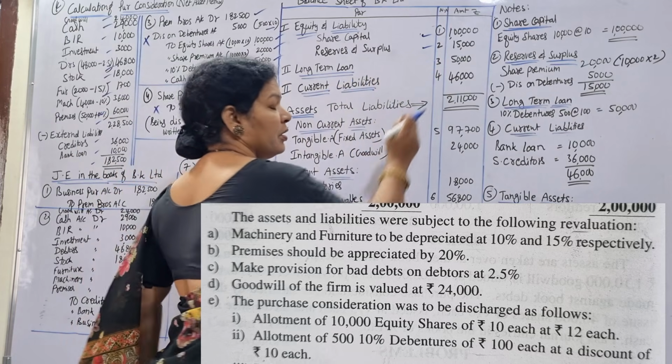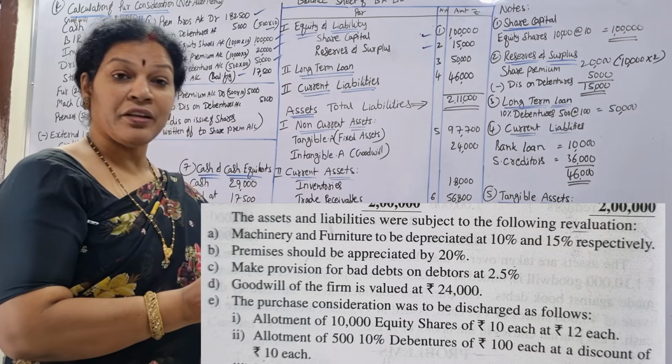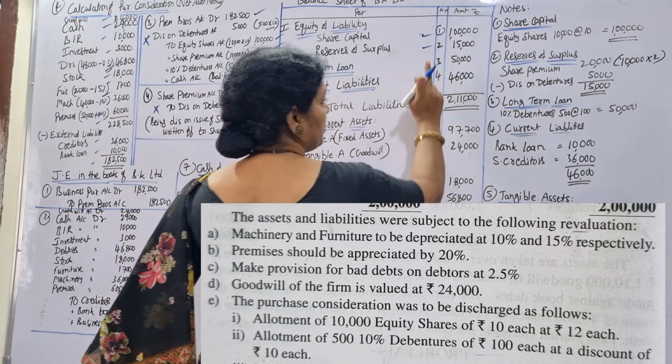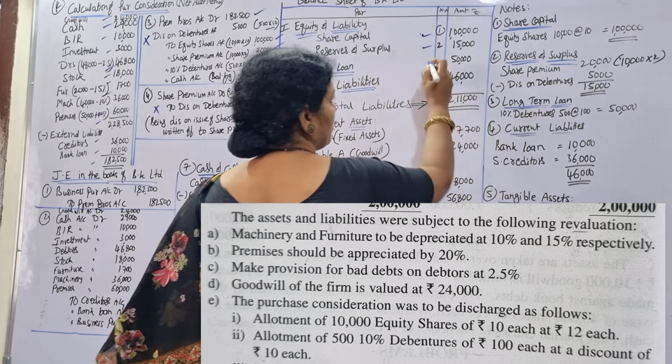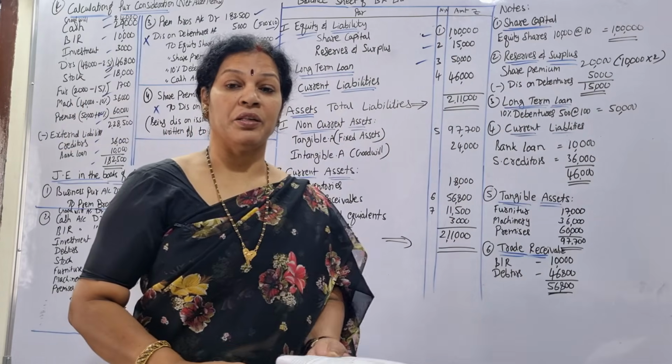How much? 500 debentures at the rate of 100. Here we are showing it in note 3. So 10% debentures, 500 at the rate of 100, it comes to 50,000. So this we have written. Then after that, current liabilities.